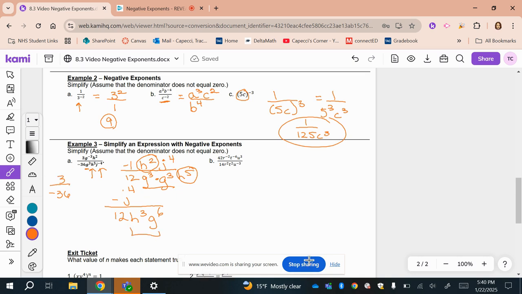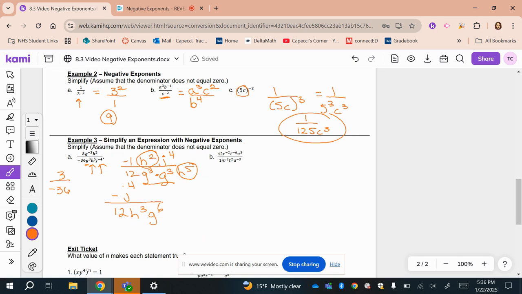Now, the only thing I have to do is make sure my variables are in alphabetical order. My numerator, I only have a j, so I'm just going to rewrite that. And the only thing I have to switch here is g and h. So I have 12, and then I have g to the 6th, h to the 3rd, and that's my final answer.